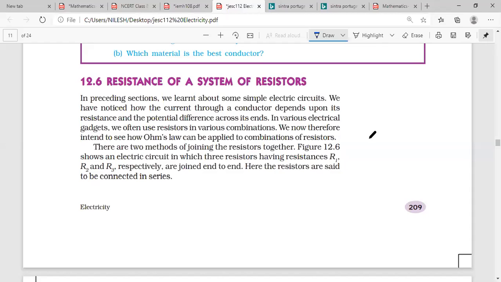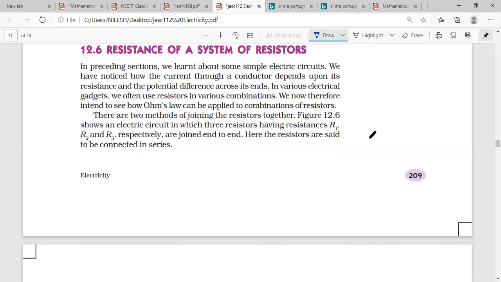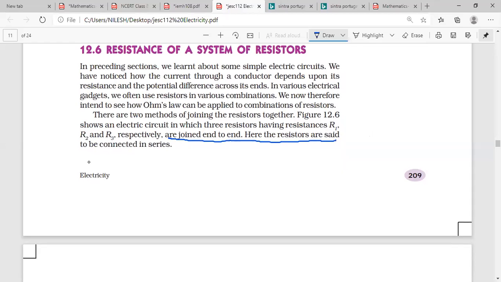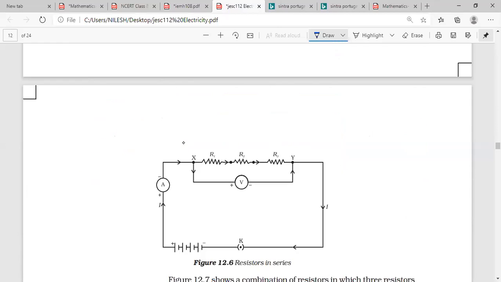There are two methods of joining the resistors. Figure 12.6 shows an electric circuit in which the resistances R1, R2 and R3 are joined end to end. Underline this, joined end to end. Hence the resistances are said to be connected in series. This is a series connection, end to end. The end of the first resistor is connected to the starting point of the second, the end of the second with the starting point of the third. They make a chain. So this is called resistors in series.